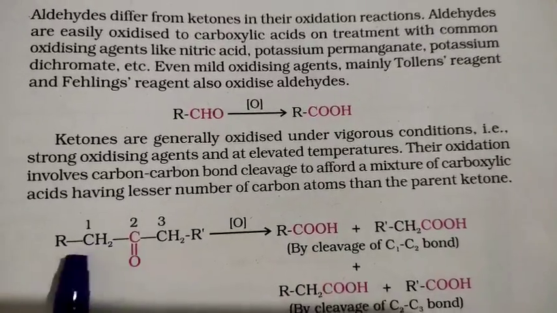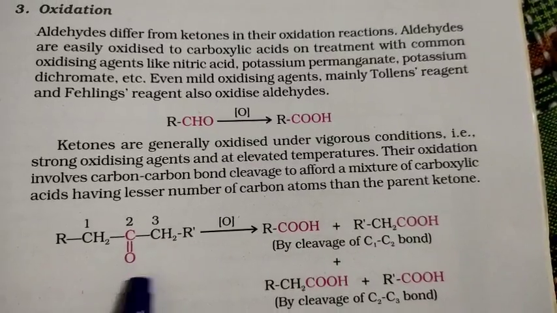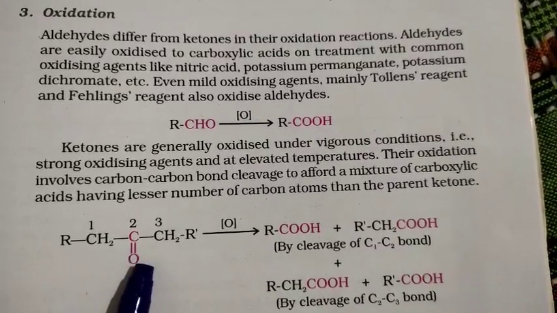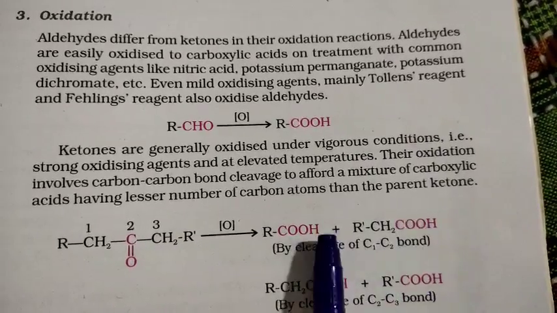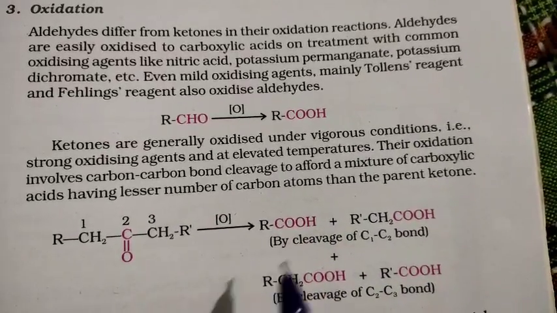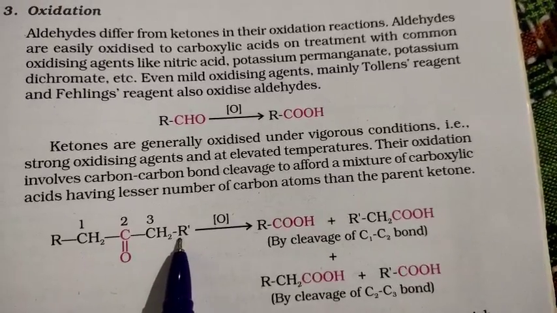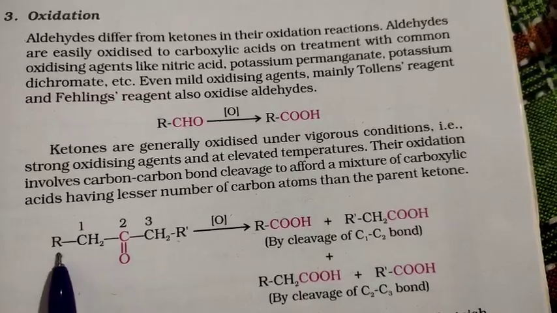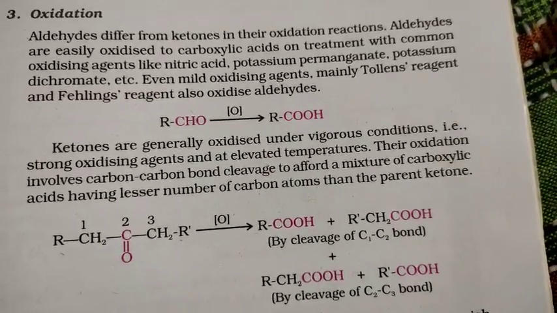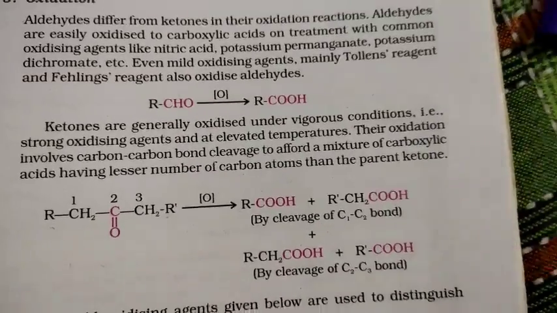But if you see here, one important thing is that the ketones will produce two carboxylic acids. One is being broken here with this alkyl chain, R dash, and another one with this. So this thing you have to keep in mind.